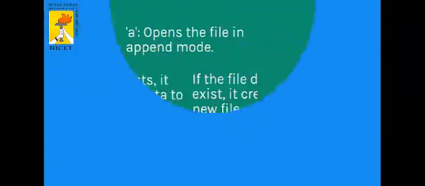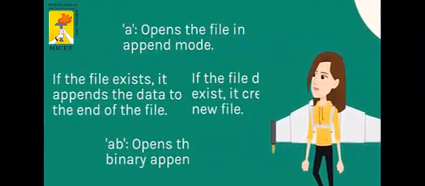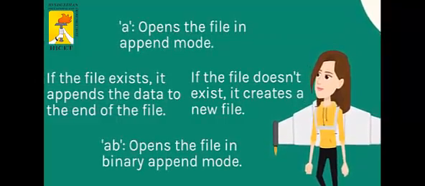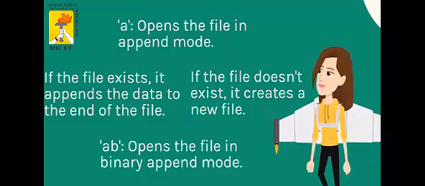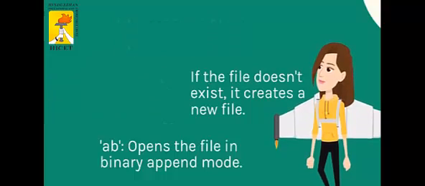And the next mode is append mode. For appending, we use the alphabet A. So for appending to a file, we open the file using A. If the file exists, it appends the data to the end of the file. If the file doesn't exist, it creates a new file, right? And in the same way, AB is used to open a file in binary mode for appending. So the B alphabet is used for binary mode.